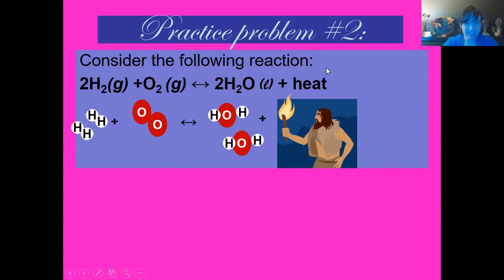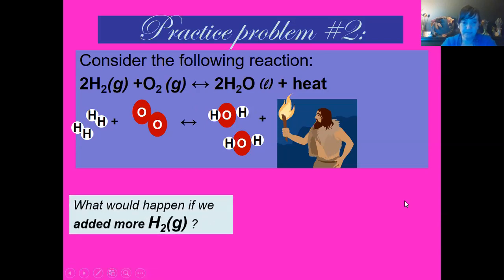Exothermic. How can I tell? Heat is a product, right? Or it's producing heat. Heat exits this reaction. Okay, so we're considering this reaction. It's in equilibrium. It's got the double arrow, so we can tell this is an equilibrium reaction.